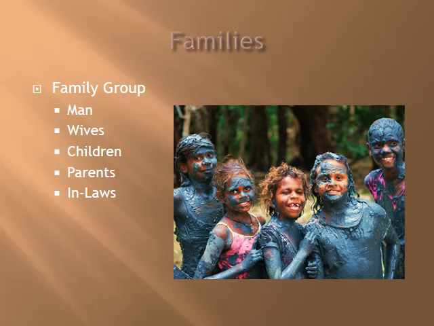And then we have the families. The family group would involve the man, his wife, and the children or parents and in-laws of that family. It was commonplace for men of the Aboriginal culture to have, on average, 2 to 4 wives, and became more in line with the traditional Christian marriage as the continent was settled.